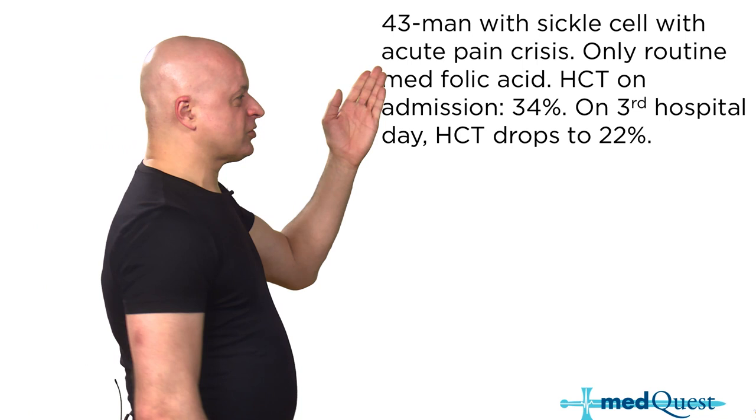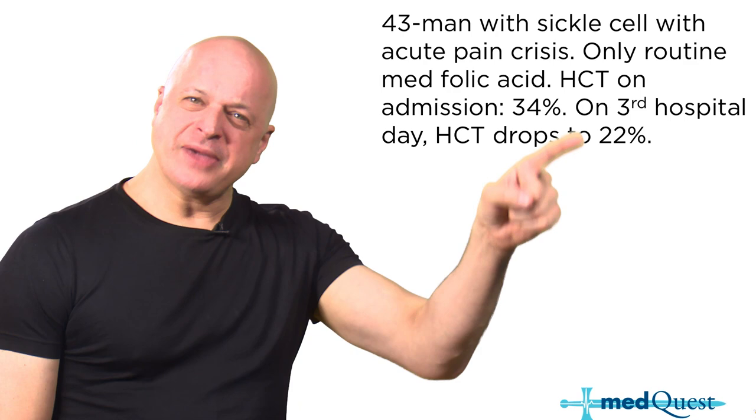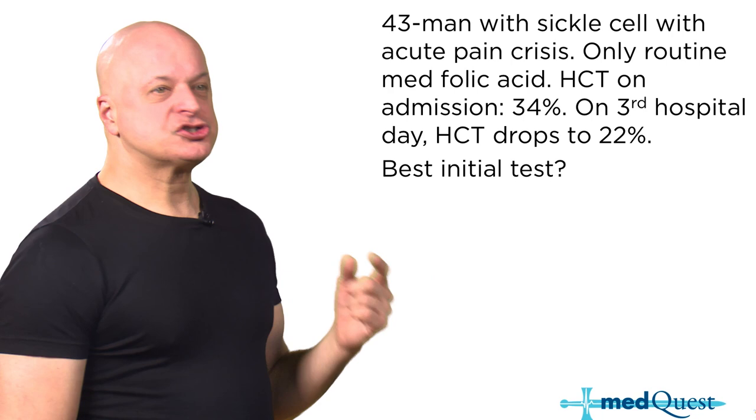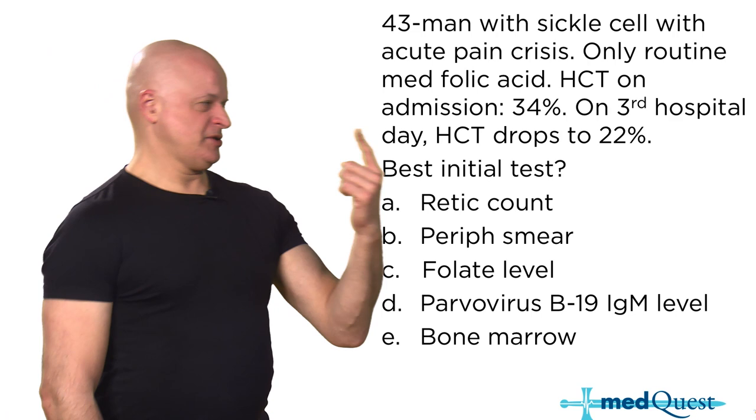43-year-old man with sickle crisis, with acute pain. He's on folic acid because everybody who's got a chronic hemolysis should be on folic acid. But why did the hematocrit suddenly drop? That's much too much to just be dilutional. So why did he drop it? Because you can have an acute aplastic crisis. Now, how do I know whether this is dilutional?